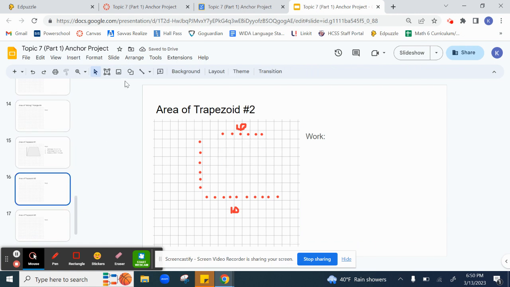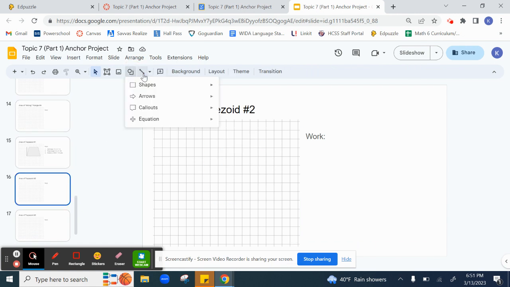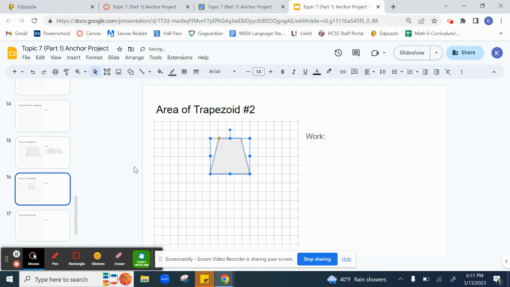All right, now to finish us off, I am going to make a second trapezoid. But again, I want everything to go exactly from grid line to grid line. All right, I think that looks pretty good. So now you are going to count the bases, count the height. Let me put in a height line. And then you're going to add, multiply, and then divide it by 2. All right. Go for it.